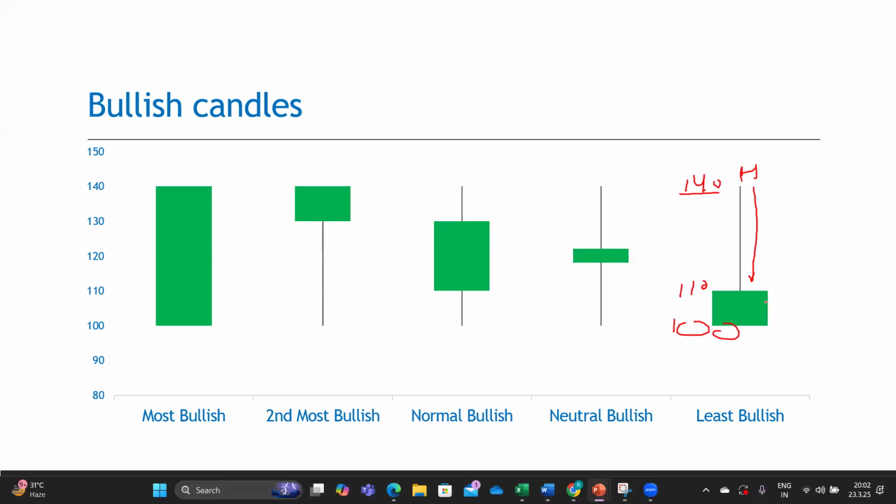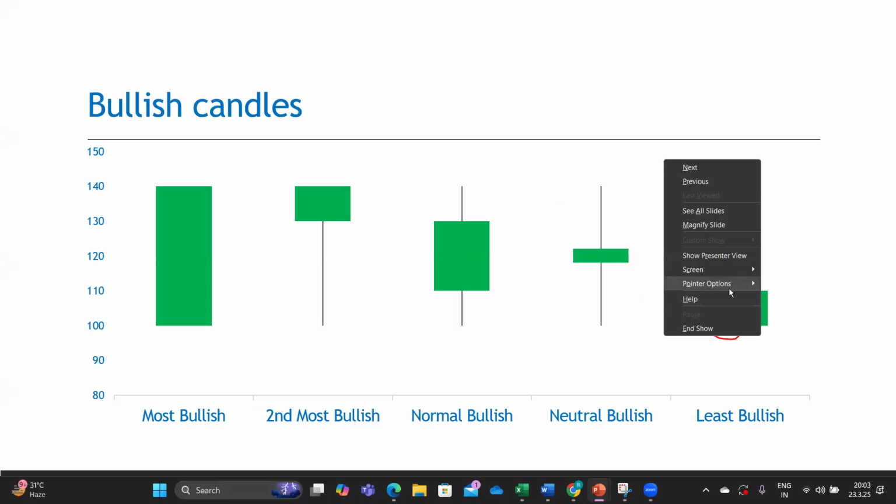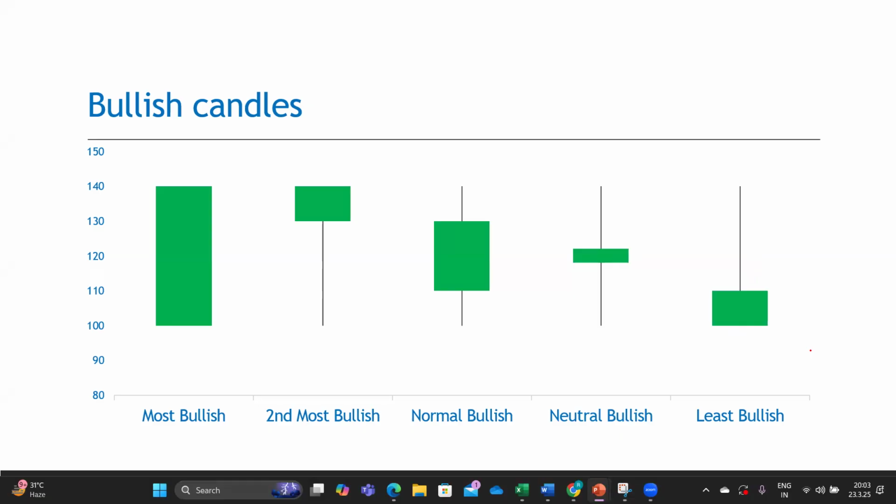Okay. Now imagine this is one single side selling. People are just selling it as soon as it hit 140. Okay. So this is the least bullish candle. So these are your 5 candles which tell you what is happening in the market, right? Now, what we'll do the same way for bearish.